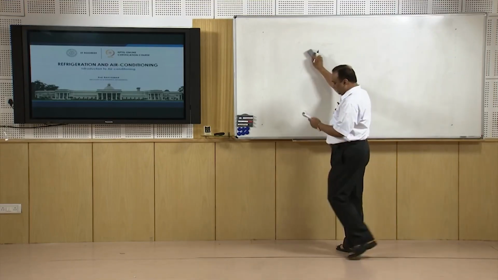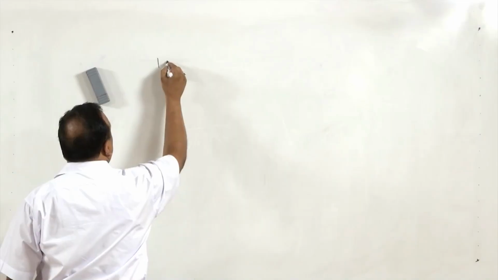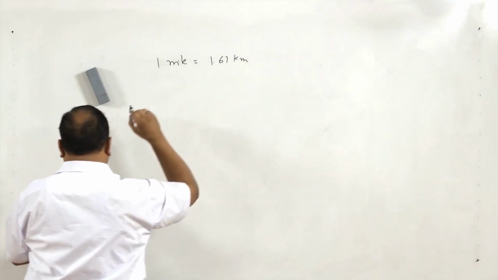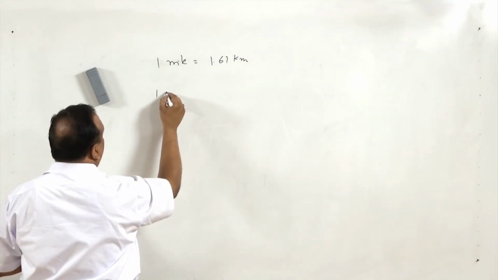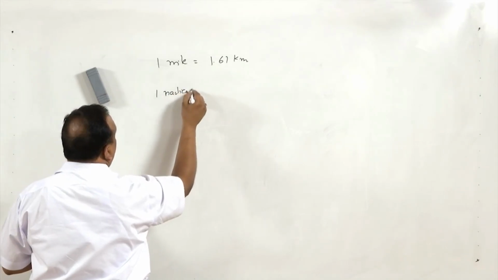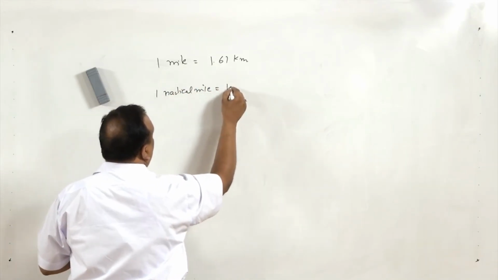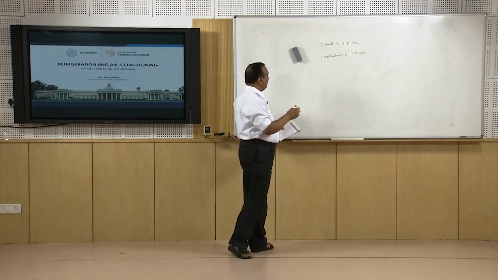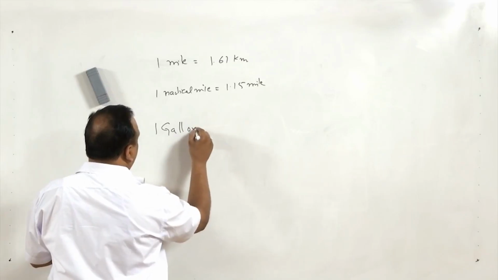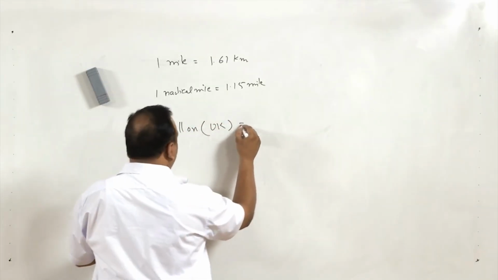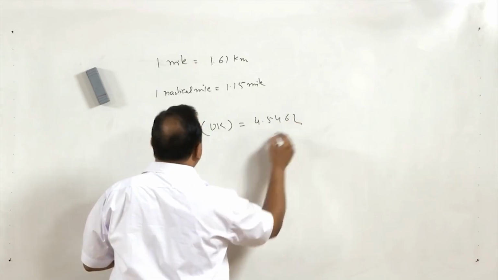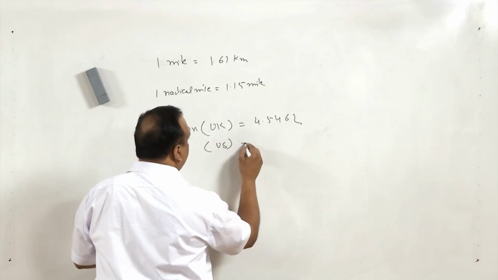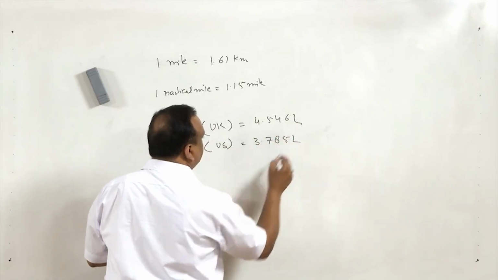Distance, perhaps all of you may be knowing that 1 mile is equal to 1.61 kilometer, and 1 nautical mile is equal to 1.15 mile. Likewise, there are many conversion factors, like if I take 1 gallon of UK, that is equal to 4.546 liters. If I take 1 gallon of US, it turns out to be 3.785 liters.